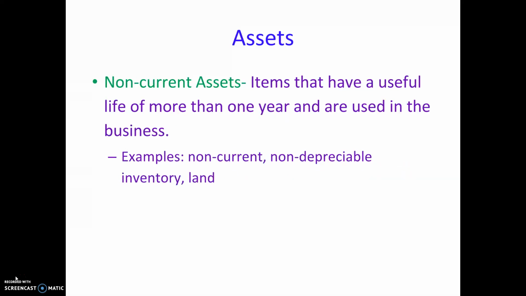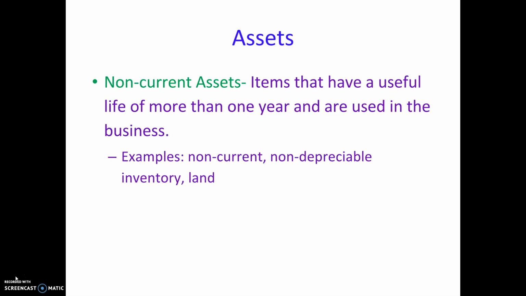So non-current assets, these are any item that have a useful life of more than 1 year and that are used in the business. So for example, non-current, non-depreciable inventory. Example of this would be if you are running a farm and you have a tractor, your tractor is going to be non-current, non-depreciable inventory.